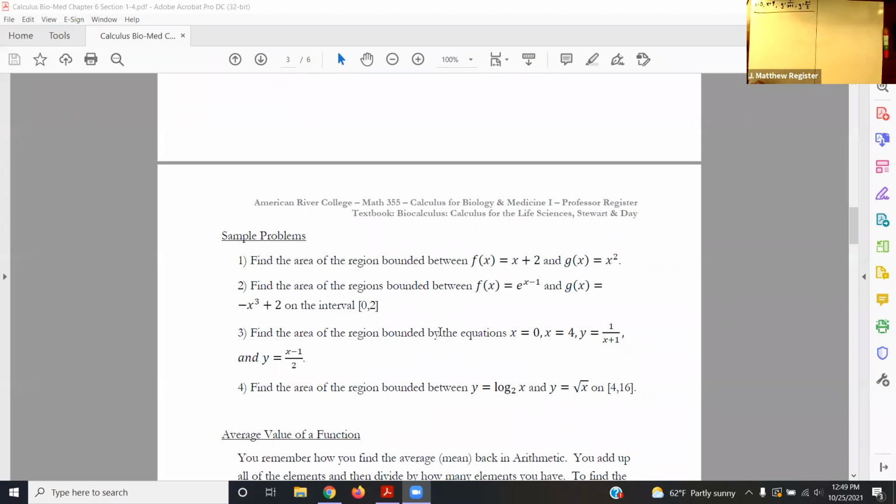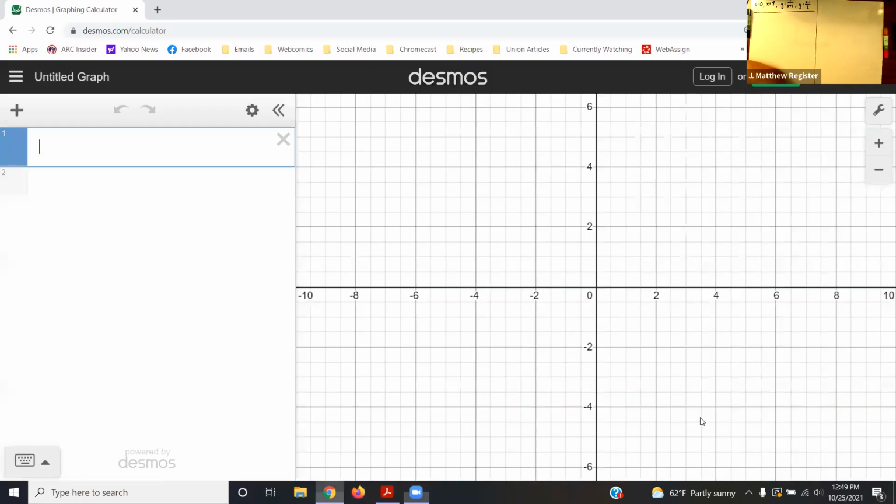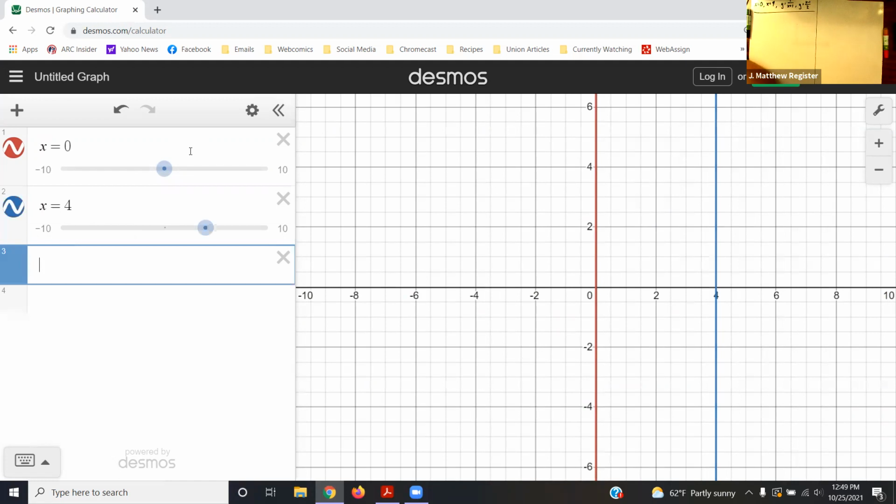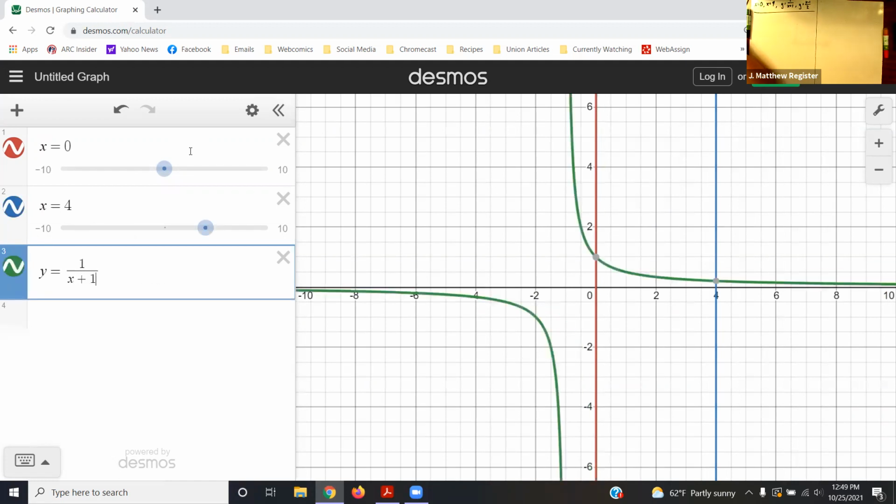And so for this, I'm going to go to Desmos real quick, just to see what the graph looks like. And so here's our good friend Desmos. We have x equals 0. We have x equals 4. So those are the starting and ending bounds. And then we have y equals 1 over x plus 1, which is in green. And then we have y equals x minus 1 all over 2.